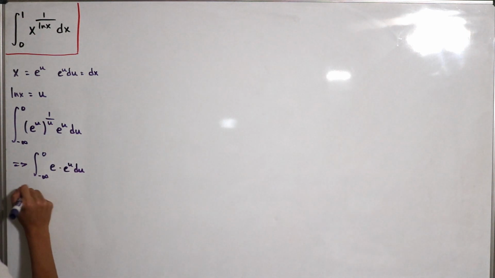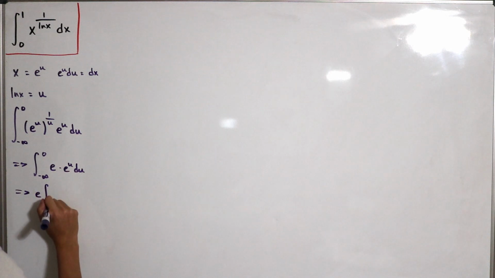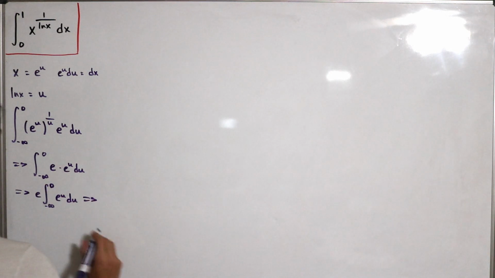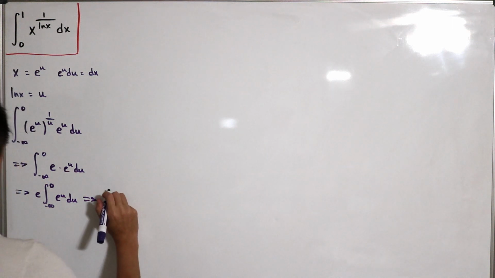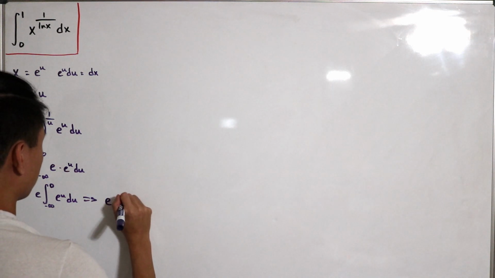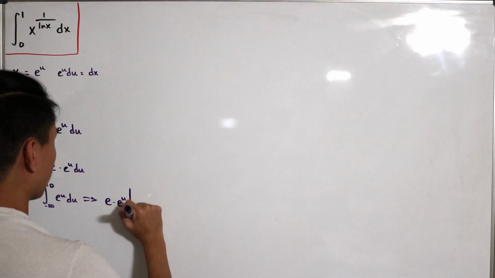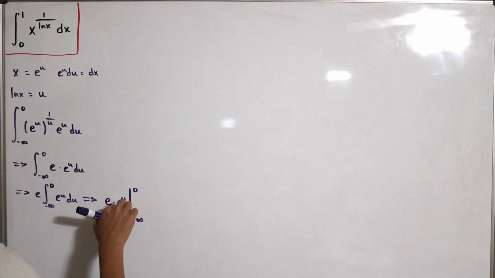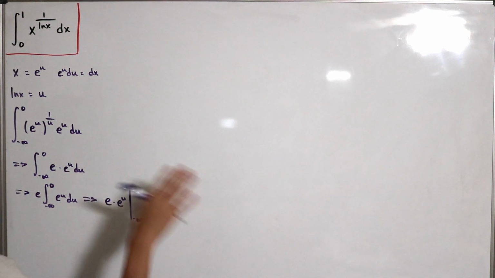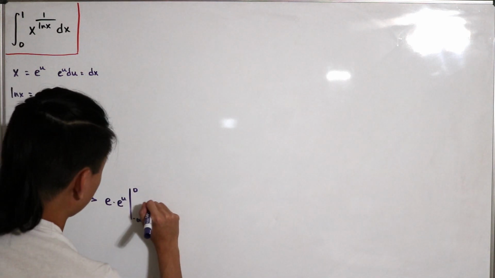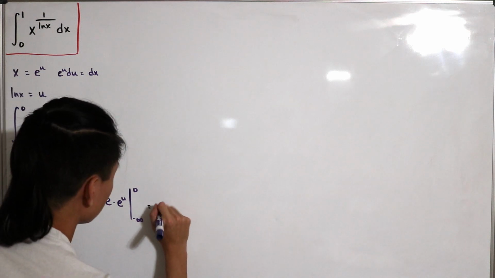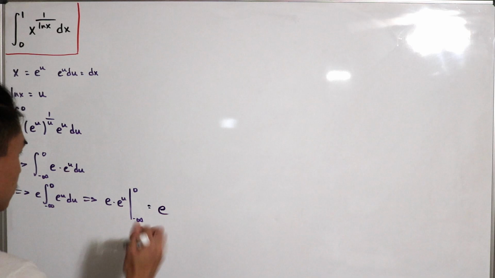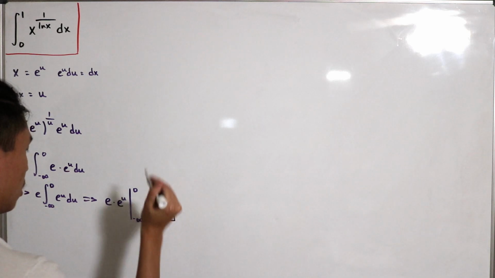e is just a constant, so I can write this as e multiplied by the integral of e to the u du. This is just e times e to the u itself. So we evaluate this from negative infinity to 0. Plug in 0, and that's just 1. Plug in negative infinity, and the whole thing becomes 0. So therefore you're left with the definite integral being equal to e. All right, so that's one way down. That's our answer.